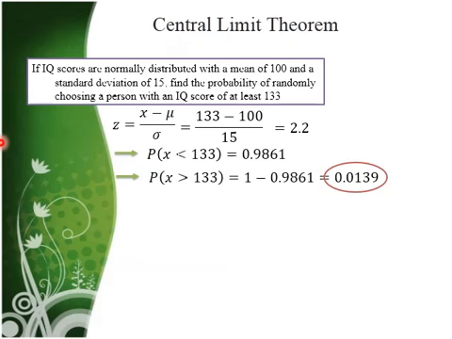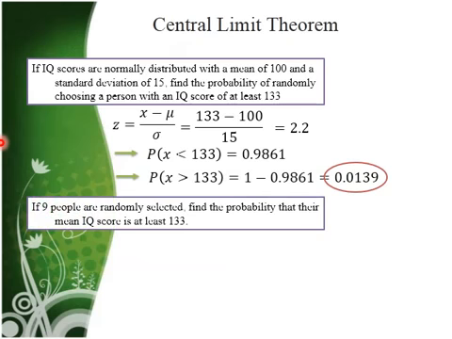That's the probability that I would randomly select a person with an IQ score greater than 133, or at least 133. Now suppose we selected 9 people and we wanted to find the probability that their mean IQ score is at least 133. Now if you think about it, selecting 9 people with a mean IQ score of at least 133 is probably going to be less likely than picking one person with an IQ score of at least 133. But let's take a look at the math of this.